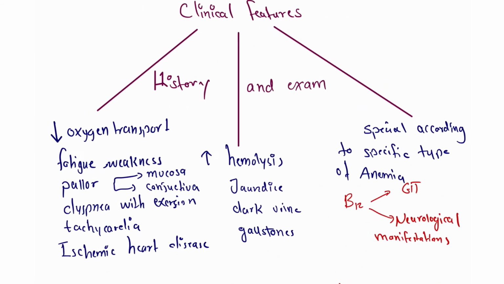Regarding the diagnosis of anemia, in order to diagnose anemia, we must take history, physical examination, and then investigation. The history includes clinical features. The patient with anemia presents either with clinical features due to decrease in oxygen transport, or clinical features of hemolysis, or a clinical feature that reflects specific type of anemia.